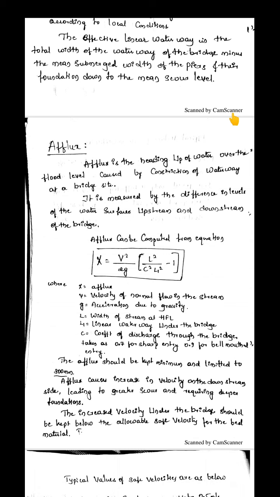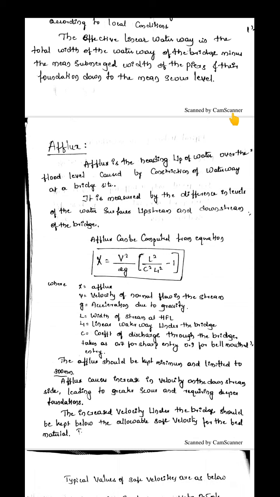Here x is equal to what? Afflux. v is the velocity of the normal flow in the stream, g is the acceleration due to gravity, L is the width of the stream at high flood level, L1 is the linear waterway under the bridge, and C is the coefficient of discharge through the bridge, taken as 0.7 for the sharp entry and 0.9 for the bell mounted entry.